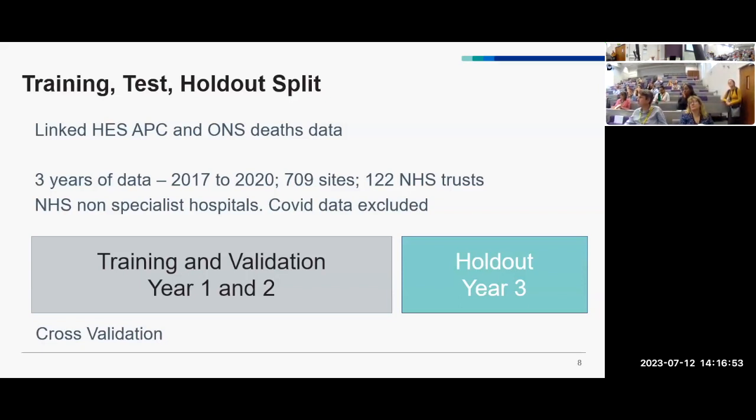Non-specialist hospitals were excluded as well. I know there are some other exclusions, but those are the main ones. For the first 2 years, the data were used as training and validation, with the final 3rd year being used as the hold-out set. And I used 5-fold stratified cross-validation to try and identify over 15 antibiotics.